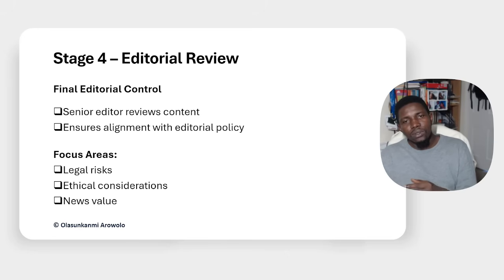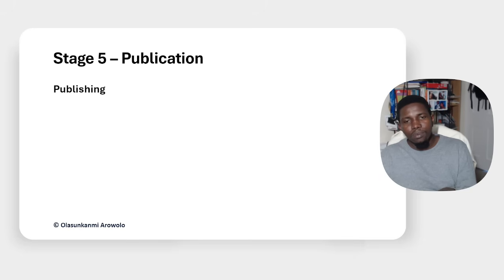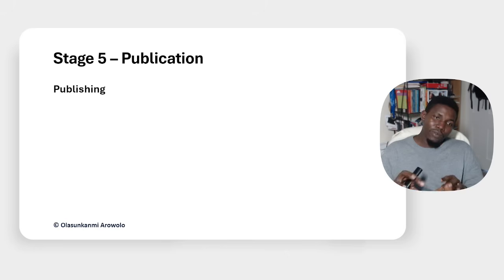Then this takes us to stage five, which is the publishing stage. The publishing stage, very important. This is where the content is released to you. When I asked what are the things you pass through before it gets into your phone, these are the stages, and the point of publishing is where it gets to your phone, where you get notified.